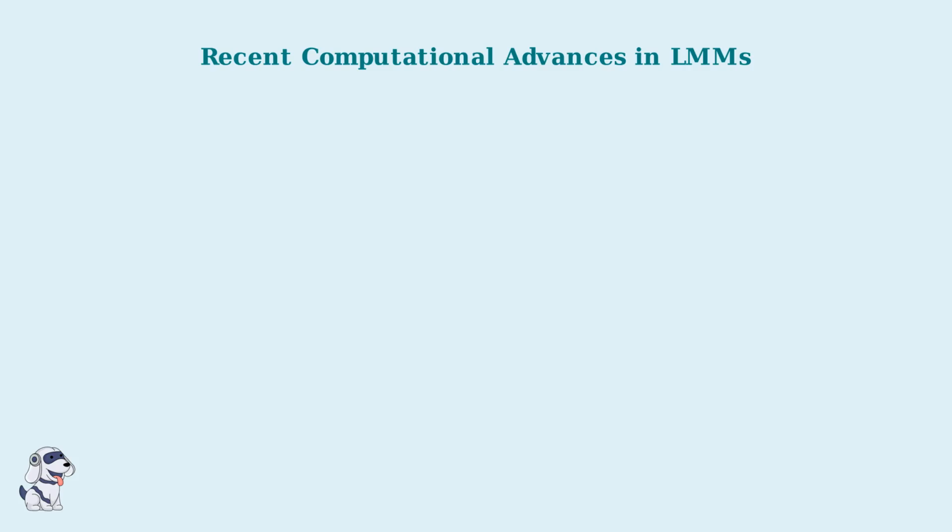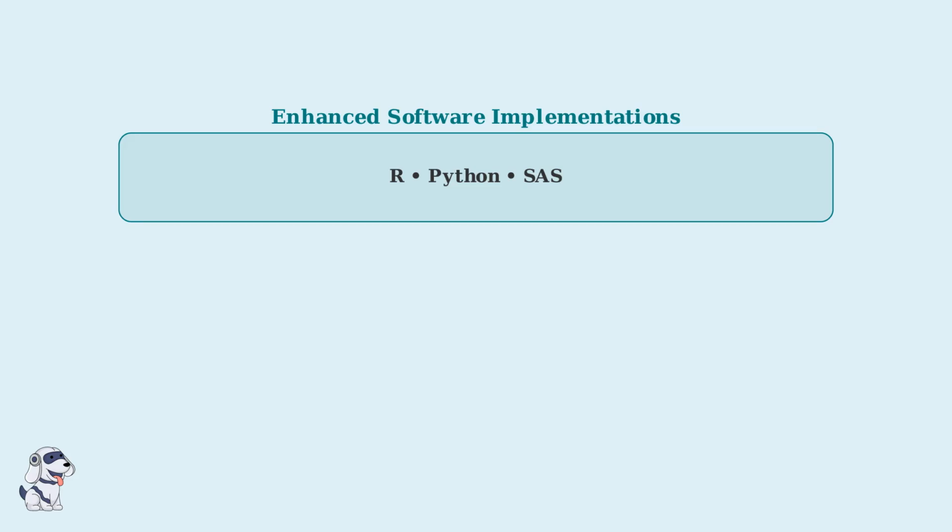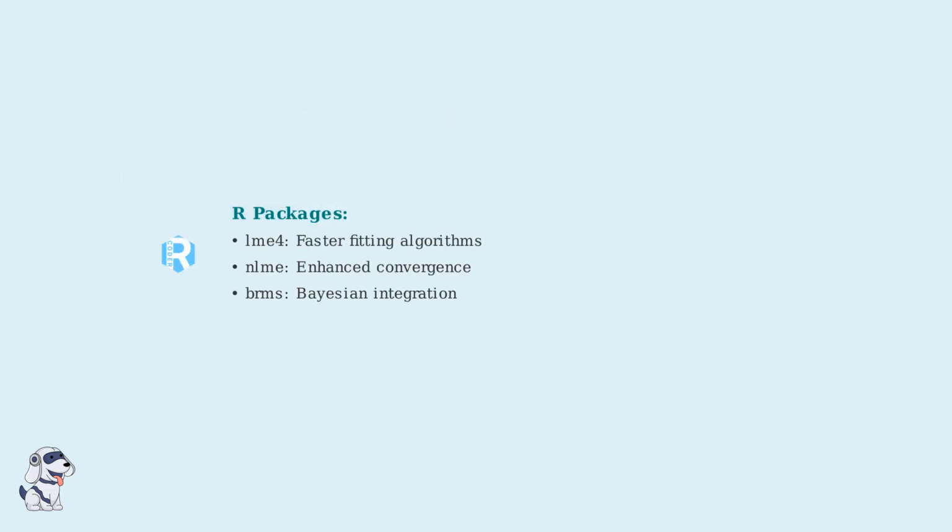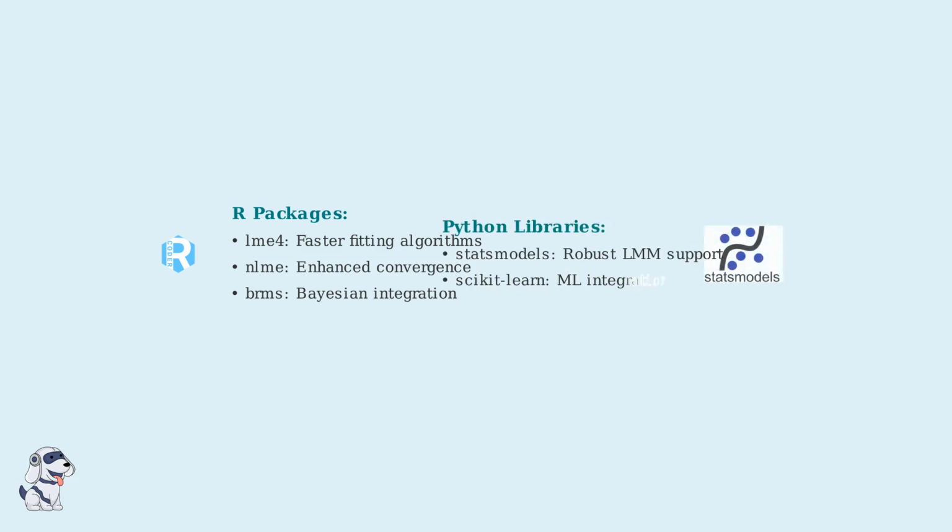Recent years have brought significant computational advances to linear mixed models, revolutionizing how researchers implement and use these powerful statistical tools. Three major statistical computing platforms have seen remarkable improvements in their linear mixed model implementations. In R, the lme4 package now features significantly faster fitting algorithms, while nlme provides enhanced convergence diagnostics. The brms package has revolutionized Bayesian mixed modeling. Python's statsmodels library now provides robust linear mixed model support with improved numerical stability, while scikit-learn offers seamless integration with machine learning workflows.